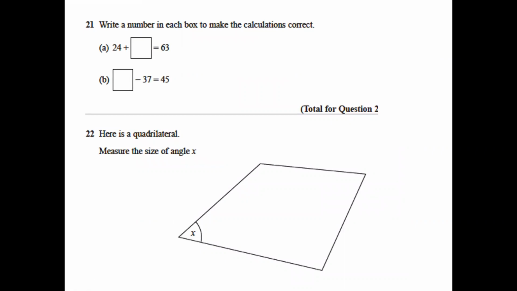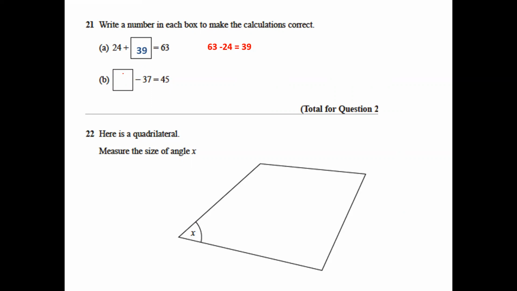21st question. Write a number in each box to make the calculations correct. The first one is 24 plus a number equals 63. Now we have to find the missing number. For that, we can get the difference between 63 and 24. The answer is 39. So you can recheck whether the answer is correct by adding 24 plus 39. It is 63.